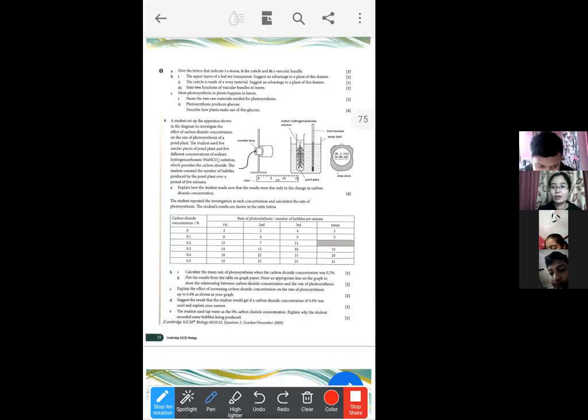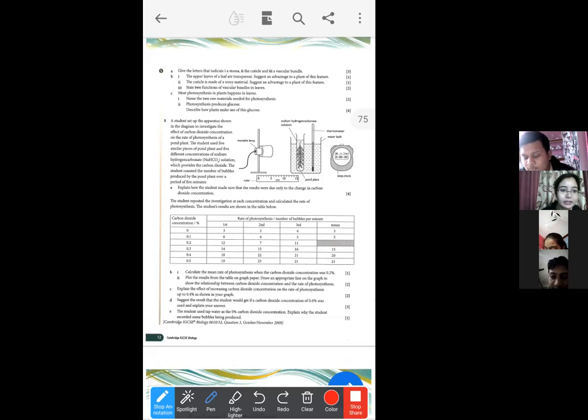Because the oxygen is coming out, the gas is coming out, and within that solution, it will always come out in the form of bubbles. So the more oxygen will be produced, the more bubbles will come out. That will indicate the rate of photosynthesis. The more bubbles there are, the higher the rate of photosynthesis. The fewer bubbles there are, the lower the rate of photosynthesis.